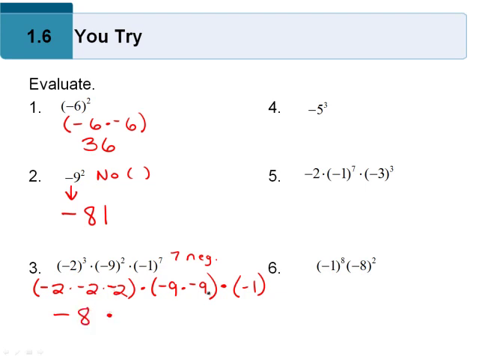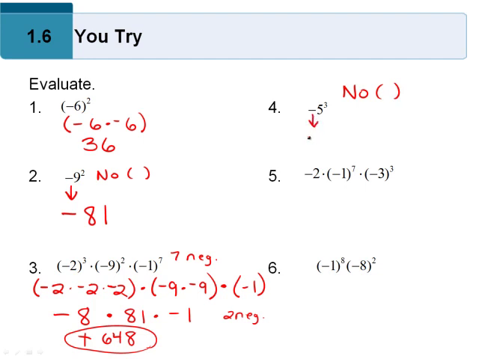Then we have negative 9 times negative 9 would be a positive 81, and then times negative 1. So now we have two negative factors. That means it's going to be a positive. And 8 times 81 is what? 648. Is that right? Yep. Times another 1 would still be positive 648. Okay? Number 4. Once again, no parentheses.